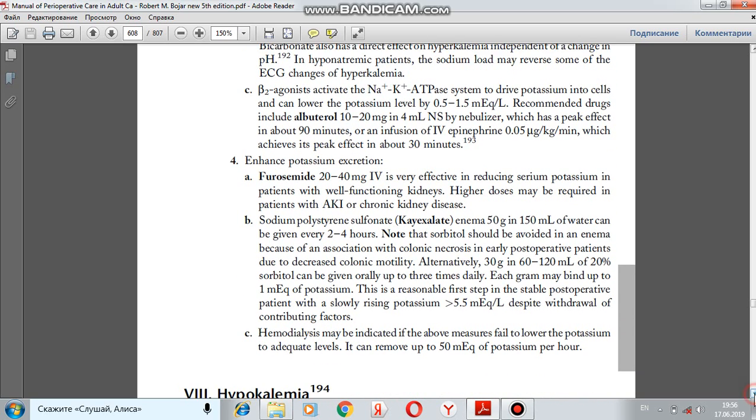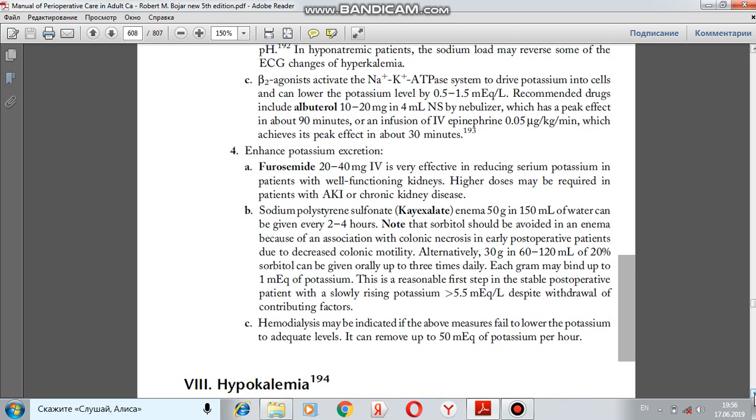Enhanced potassium excretion. Furosemide 20 to 40 milligrams IV is very effective in reducing serum potassium in patients with well-functioning kidneys. Higher doses may be required in patients with acute kidney injury or chronic kidney disease. Sodium polystyrene sulfate enema, Kayexalate enema 50 grams in 150 milliliters of water can be given every 2-4 hours.